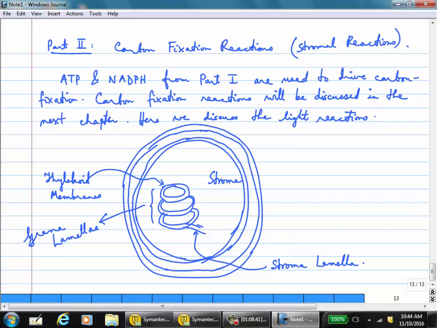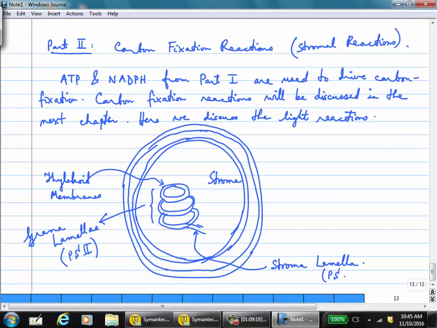One more thing I want to point out is that even in the case of the light reactions, there are two photosystems involved that work in series. Photosystem 2, PS2, and I will write out the full form later, takes place in the grana lamella. The other reaction, called PS1, the photosystem 1 reaction, takes place in the stroma lamella. So just keep this in mind.